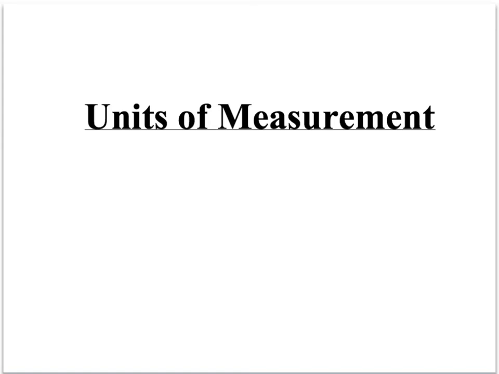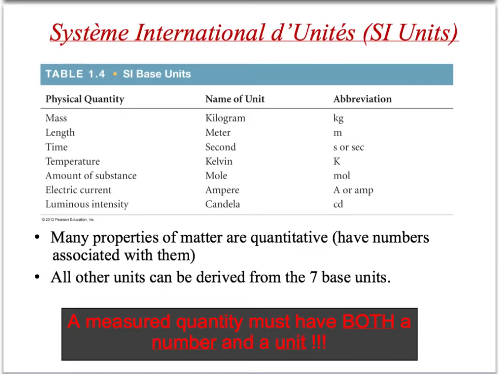Okay, this is Module 1, Part 2, Units of Measurement. So, properties of matter are quantitative, and the units for scientific measurements are those of the metric system. So the units in chemistry are the SI units. So really there's 7 base units from which all other units can be derived, right? And so that's really key.